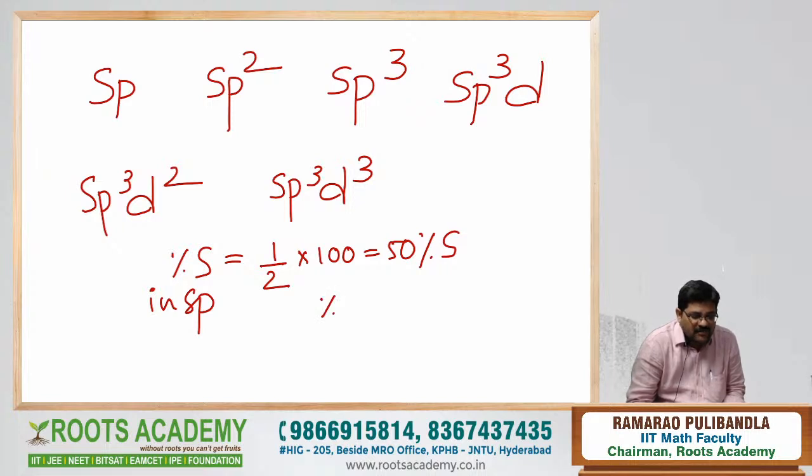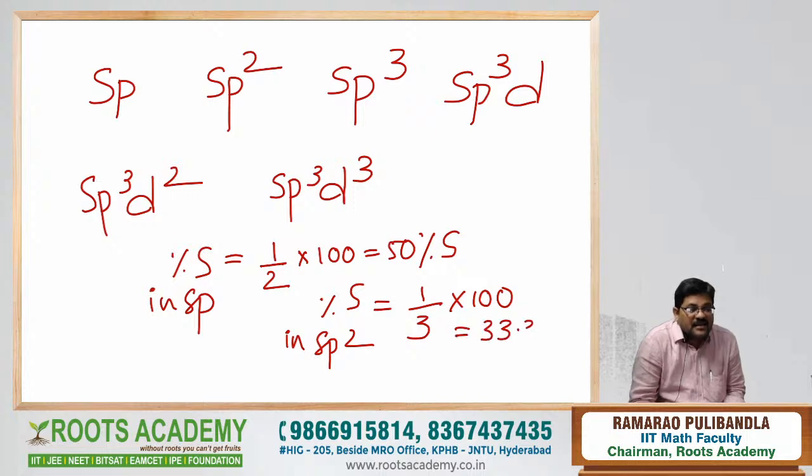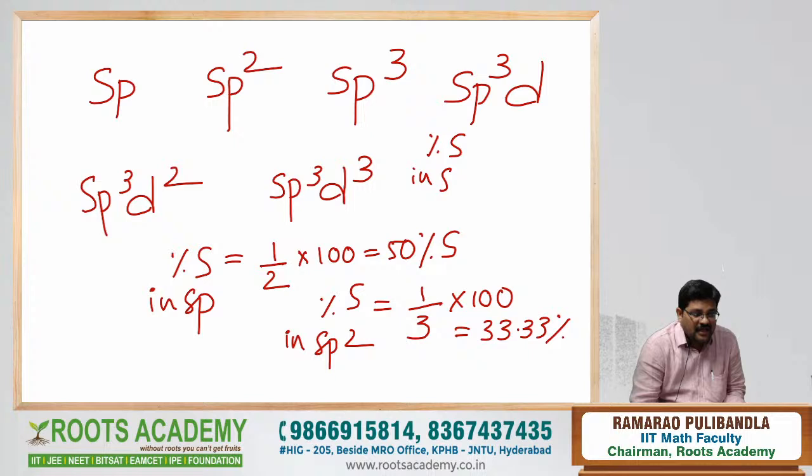I want the percentage of s character in sp2 hybridization. Here one s orbital is there, and sp2 means 3 hybrid orbitals are there. 1 by 3 into 100 equals 33.33% s character. For example, I want the percentage of s character in sp3 hybridization. How do you get it?